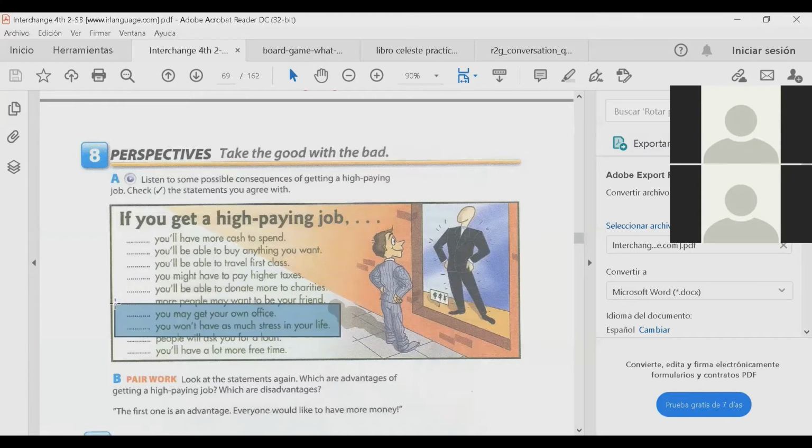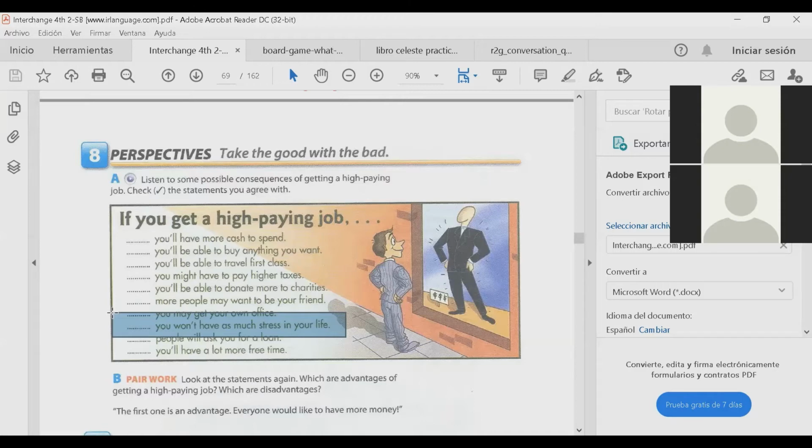Okay, Emerson. It's in here, guys. You may get your own office. That's an advantage for sure. You won't have as much stress in your life. That's an advantage, because you won't have as much stress in your life, right? People will ask you for a loan. It's a disadvantage, right? Because everybody's going to ask you for a loan.